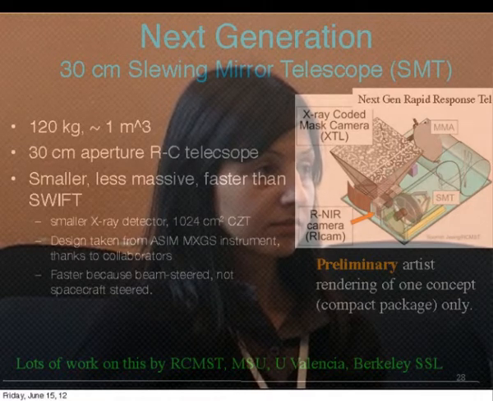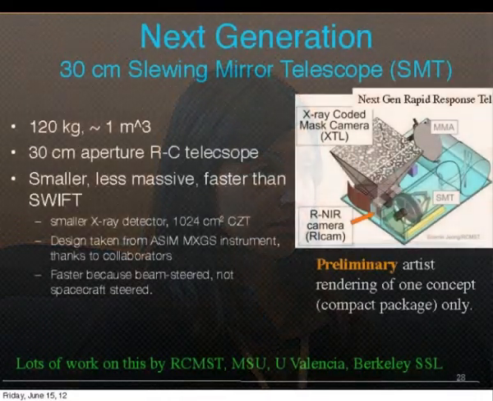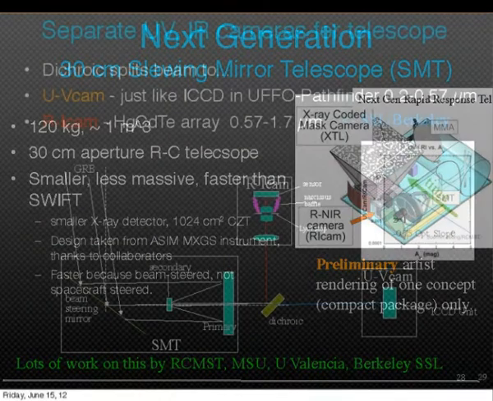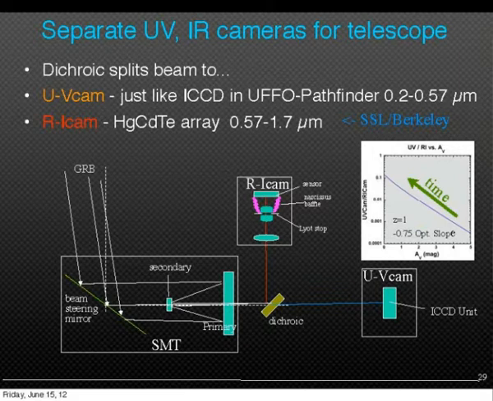Again, we have a steering mirror on a 30 centimeter telescope to try and get up to the same aperture size as Swift. And we want to use this dichroic to have both an optical and an infrared camera taking images at the same time. This is based on a typical Teledyne sensor with a nice, clever Lyot stop and Narcissus baffle design, and a pretty standard CCD camera.